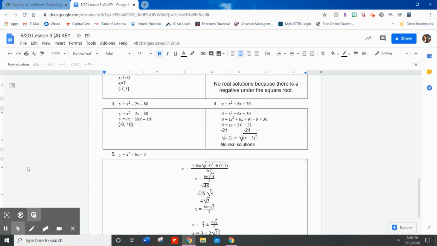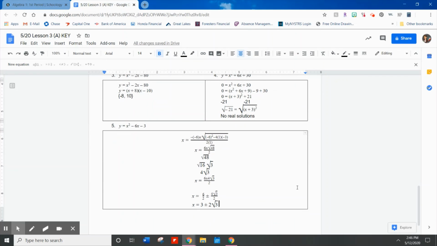All right, check your work with my work. Number 3, you could factor. We got -8 and 10. Number 4, you could have done the quadratic formula or completing the square. I chose to do completing the square. You should get no real solutions.